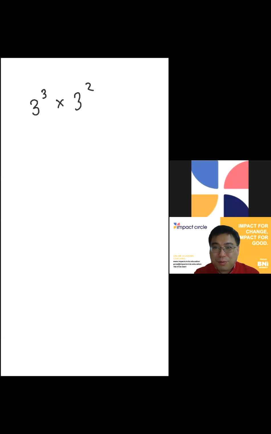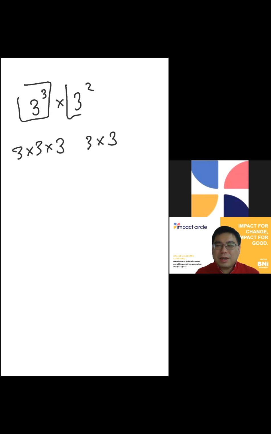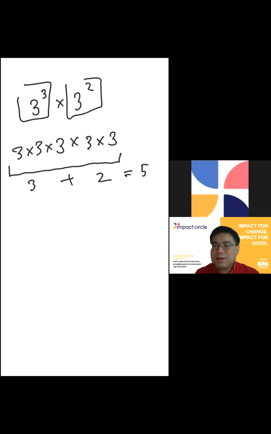The meaning of 3 to the power of 3 is 3 times 3 times 3. And the meaning of 3 to the power of 2 is 3 times 3. And these two things are actually multiplied together. So do you see that we now have an expression where all the numbers are multiplied together? How many copies of 3 do you have? We have 3 copies plus 2 copies, giving us a total of 5 copies of 3.